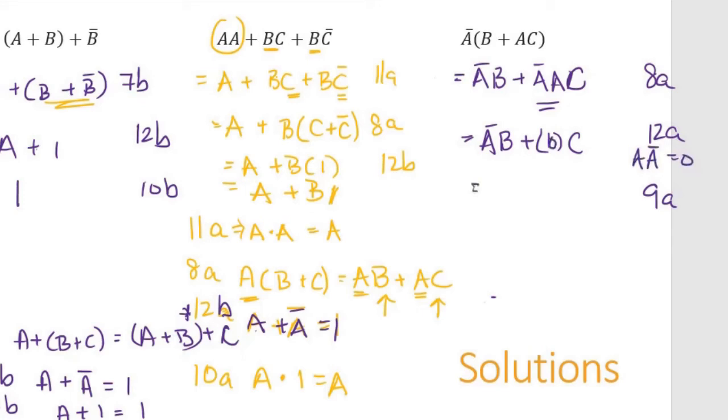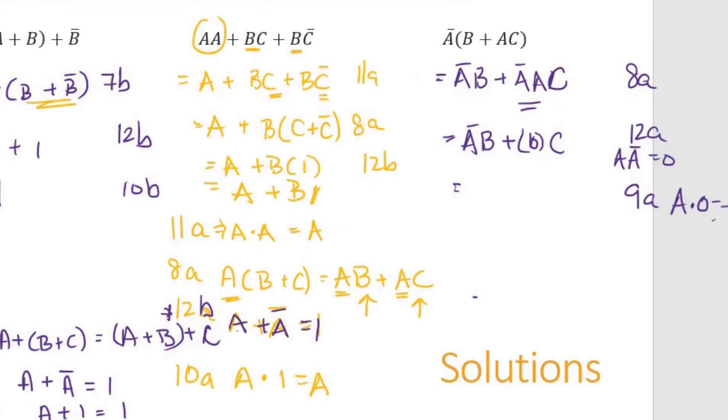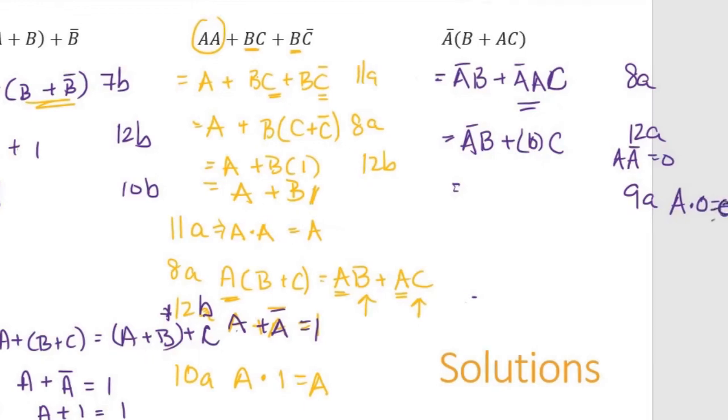All right. What do we need here now? 9A tells us A and 0 is equal to 0. If we already know one of the inputs is 0 and we're running them through an AND gate, the output is going to be a 0. So we're left with not A and B, or not A and B and 0, and then we could recognize that that's just not A and B through rule 9B. And we're done.